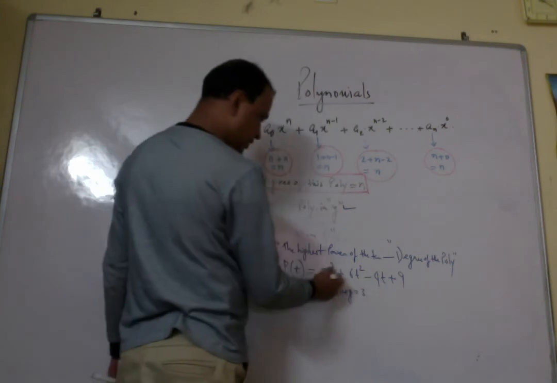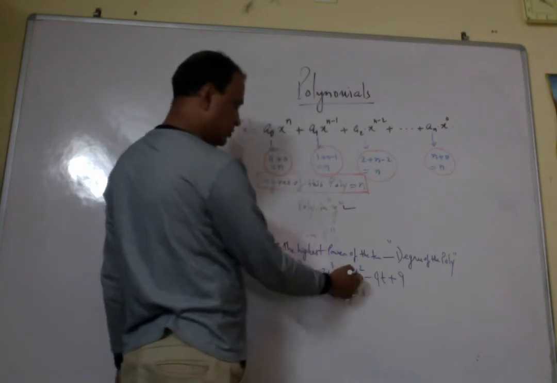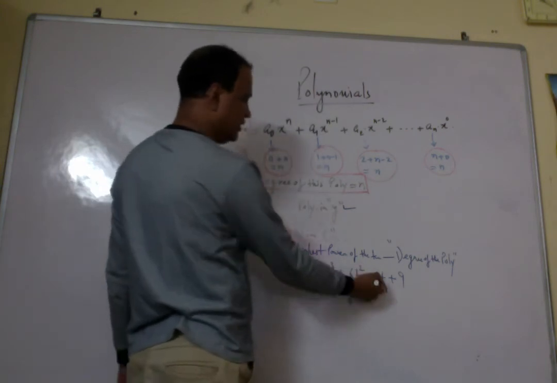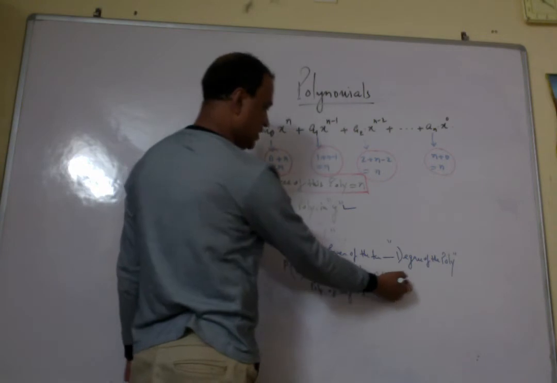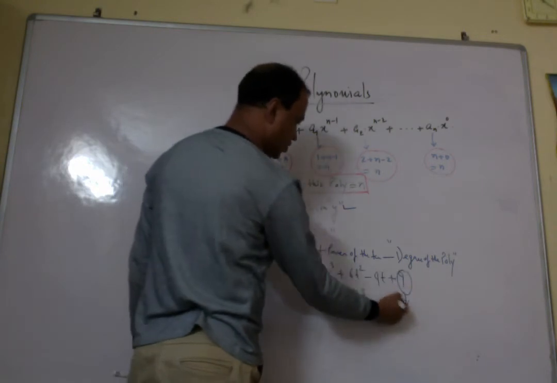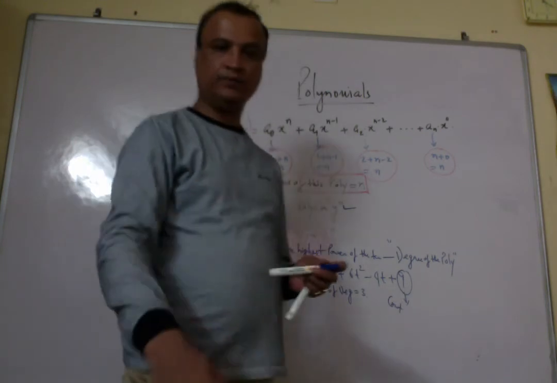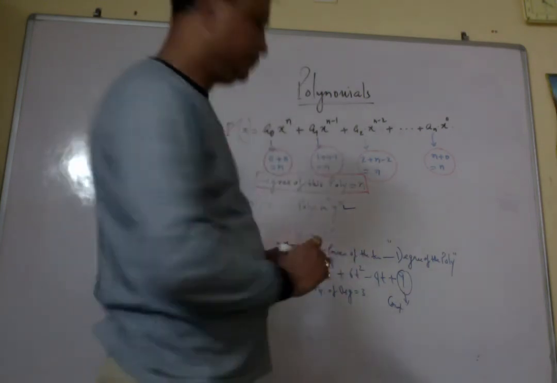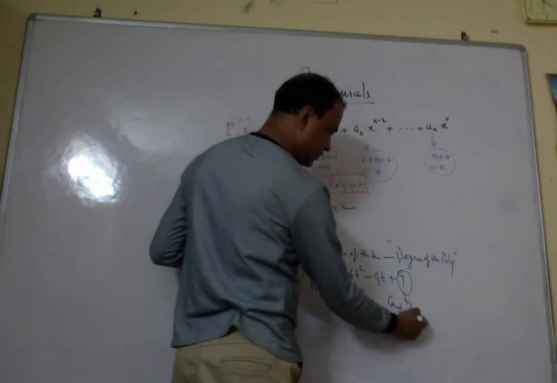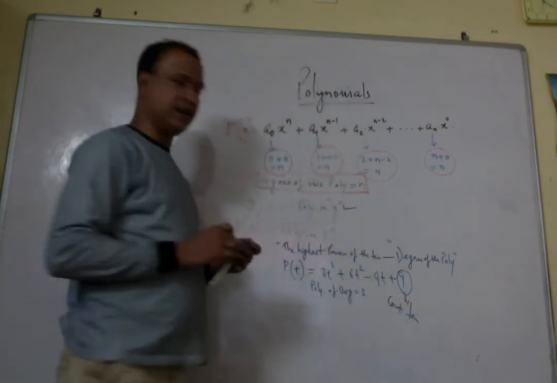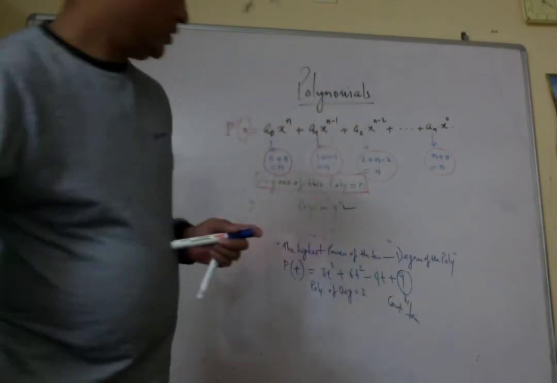Now, out of this, 3 is the coefficient of t cube, 6 is the coefficient of t square, minus 4 is the coefficient of t, and this 9 is called the constant term. So 9 is the constant term.